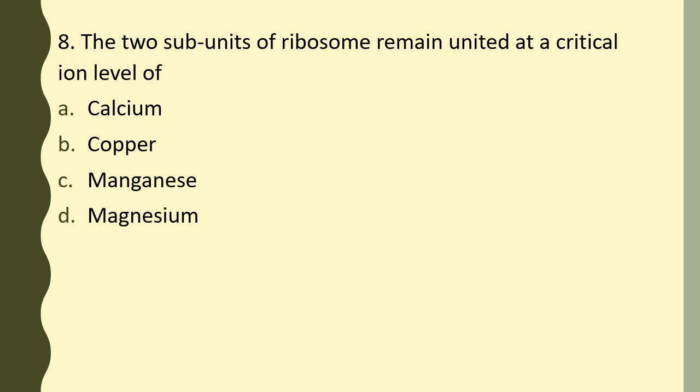Question number 8. The two subunits of ribosomes remain united at a critical ion level of calcium, copper, manganese, magnesium. Correct answer is option D, that is magnesium ion.